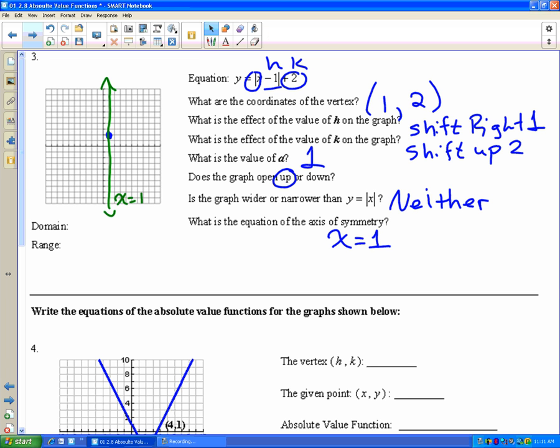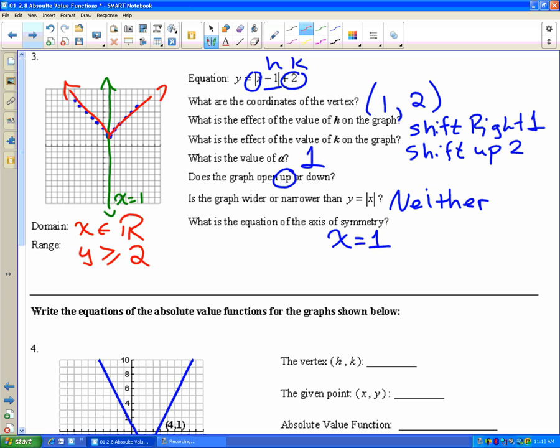My slope is 1 over 1, so up 1, right 1, up 1, right 1, up 1, right 1. At the same time, I can go up 1, left 1, up 1, left 1, up 1, left 1. Go ahead and draw that absolute value graph. It's my V shape. My domain, as always, x is an element of all real numbers. My range is y, it's facing up, so it's greater than or equal to my y coordinate, which is 2.